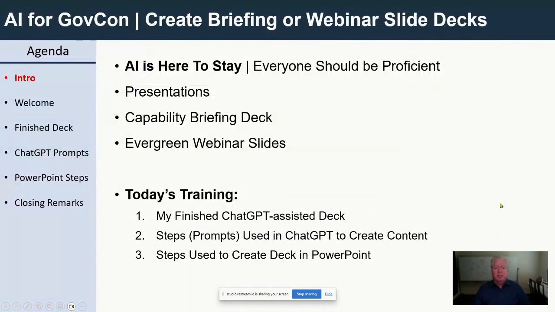But I just want to give you a quick heads up before we get started: AI is here to stay, right? It's not the future, it's now. It's not coming, it's here. Every one of us should be proficient. Agencies are proficient at it, they're trying to become proficient at it. And all of us in the industry, we should become proficient at it.